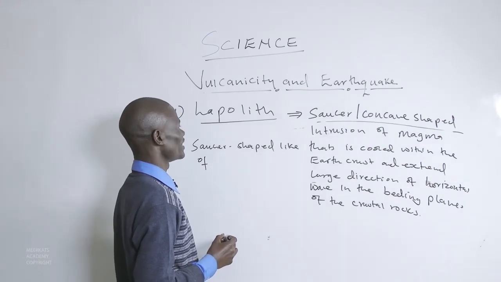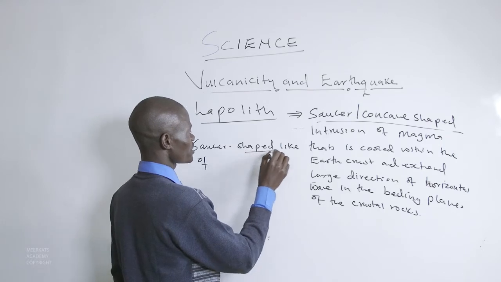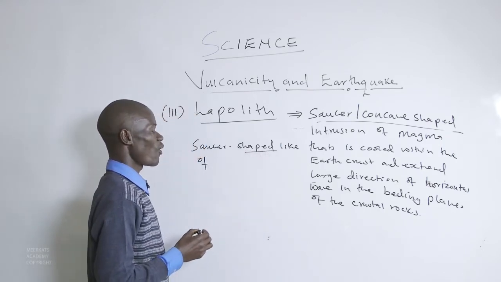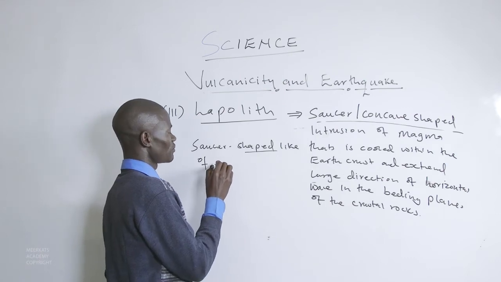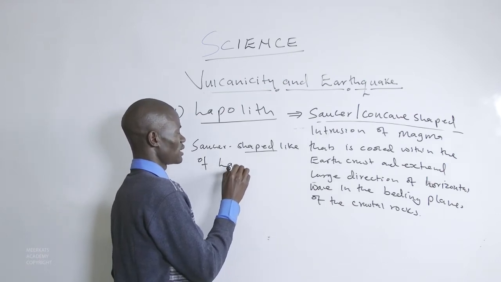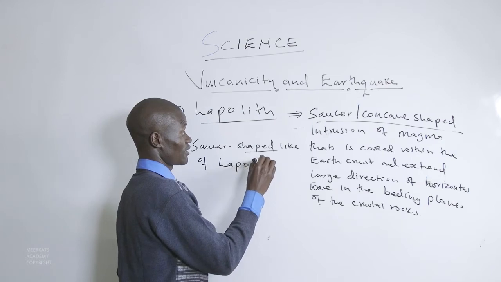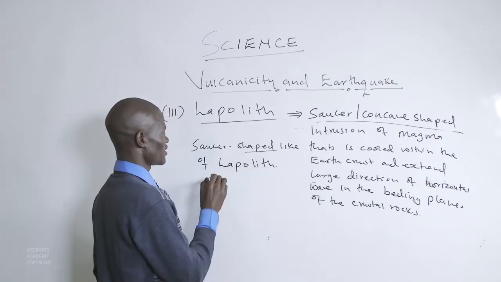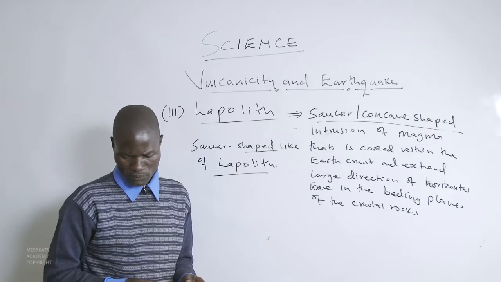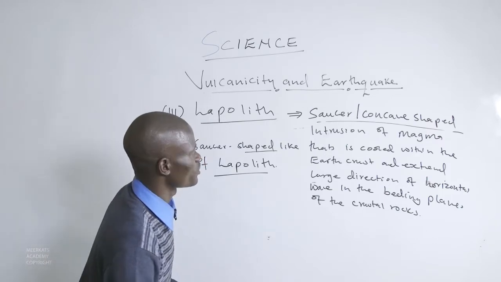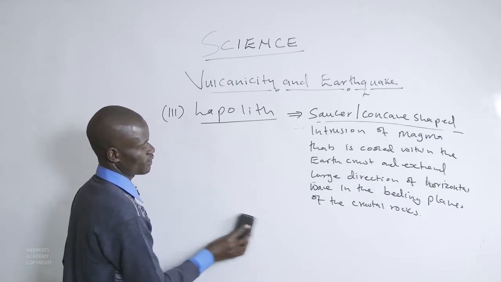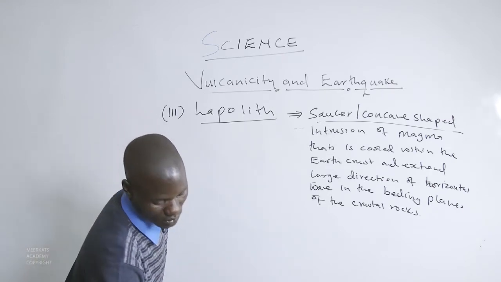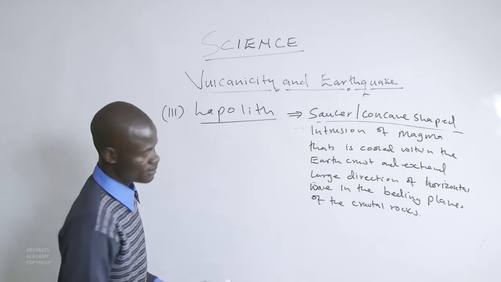It will lead to the formation of the saucer-shaped landform that we refer to as a Laccolith. I'll be able to illustrate that using a diagram so that we could be able to find it easy.